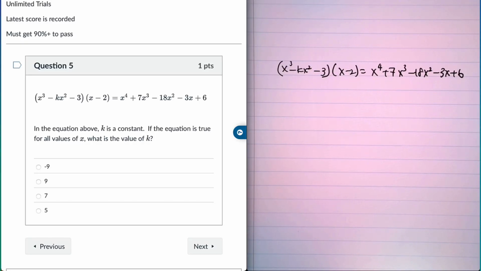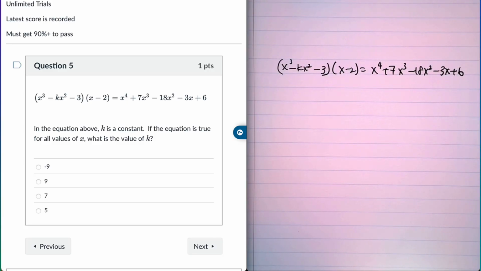Alright, so some of you might look at this question and just dive into using the distributive property. You're not wrong, you can do that. However, because we're dealing with three terms in the parentheses, we have x minus 2, rather than combining the six terms, I think it's better that you divide both sides by x minus 2.